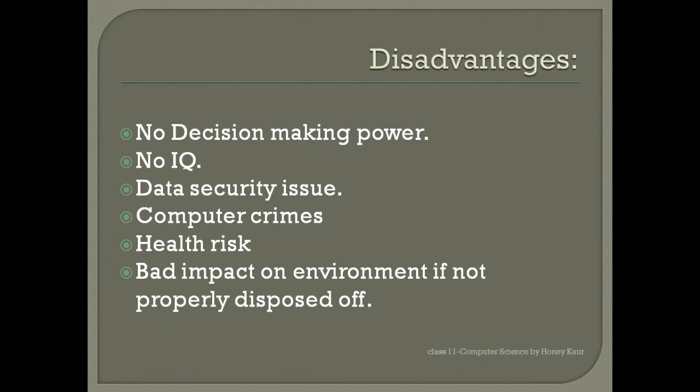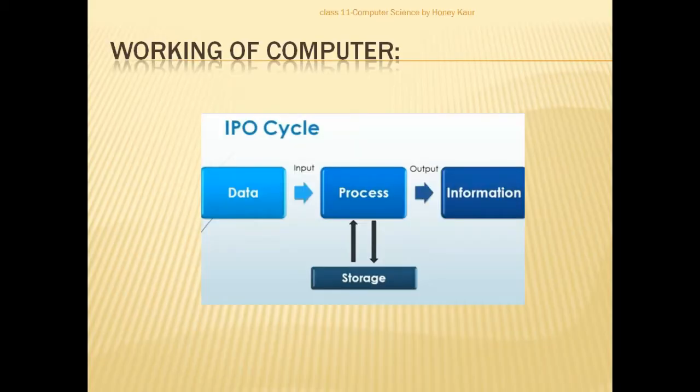Data security issue: computer has some security issues also, in that data can be hacked. Computer crime: in the same way, computer crimes occur very frequently when we use unfeasible websites. Health risk: by sitting at a computer for a long period we may have problems in the eyes, backache, cervical problems, etc. And bad impact on environment: the computer, if not used properly, if it is faulty, or not disposed of properly, has a bad impact on the environment.